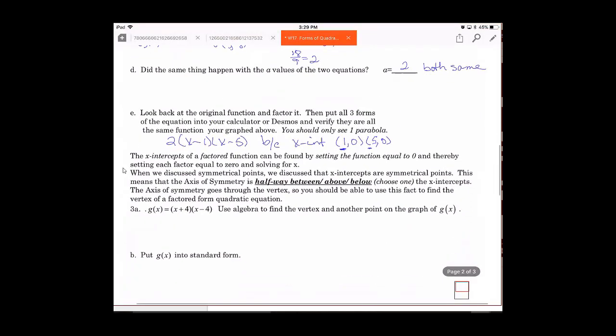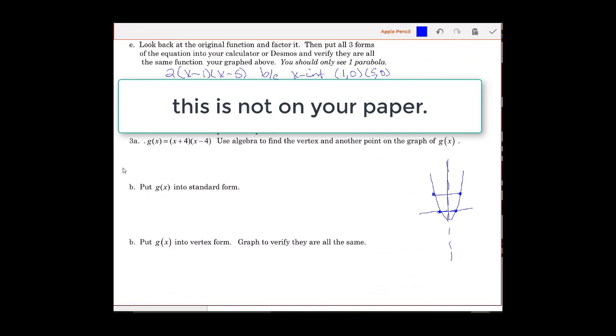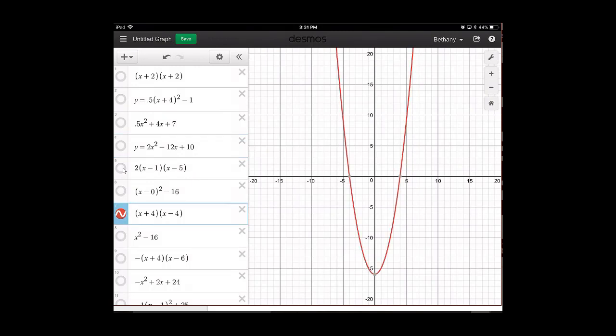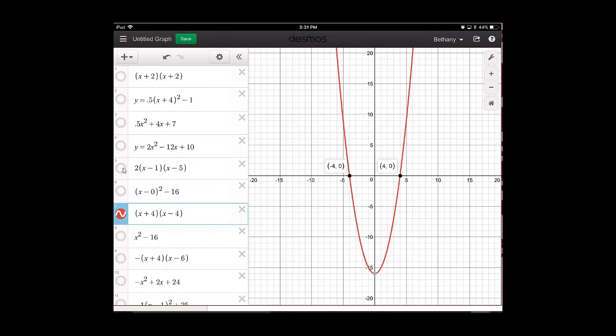If this is negative 4 and this is positive 4, because x would be equal to negative 4 and x would be equal to 4. Graph that equation to help solidify that. (x plus 4)(x minus 4). My x-intercepts are negative 4 and positive 4. So that's where they came from. x plus 4 gave me negative 4 and x minus 4 gave me positive 4.